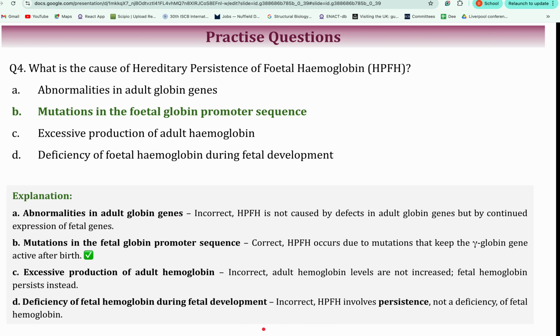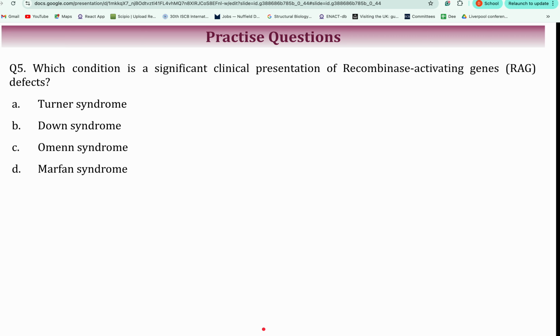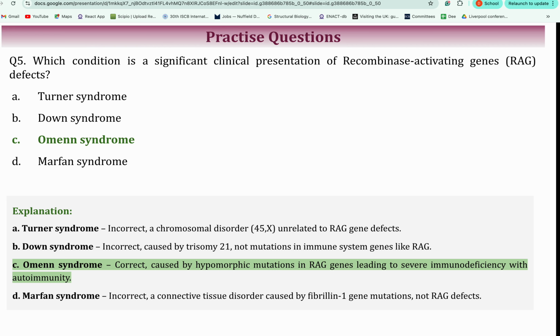Now let's move to our next question. So the next question is, which condition is a significant clinical presentation of recombinase activating gene, which is RAG, defects? Option A, Turner syndrome. Option B, Down syndrome. Option C, Omenn syndrome. And option D is Marfan syndrome. Okay, so the right answer is option C, which is Omenn syndrome.